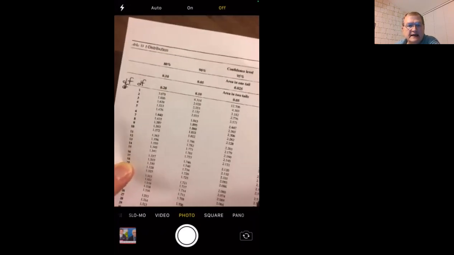Easy to get off a row. You see it? 2.552. Like I can't get it all on one screen. There's my DF of 18. Third one down in this group. Fourth column over. 2.552.